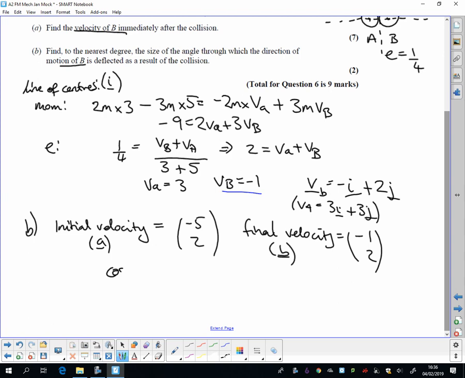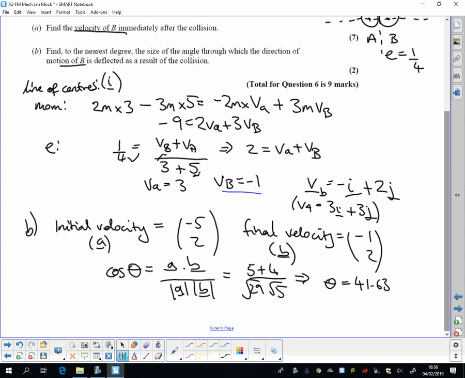You should know that to find the angle between two vectors, we can use the formula for cos theta, and this is probably the easiest way. There are other ways you can draw diagrams and work with trigonometry, but we've got vectors, so we can just work this out. We can do the scalar product divided by the magnitude of both. And you can get that the angle is 41.63 degrees. Now, very careful here. The question said to the nearest degree, so the answer is 42 degrees.